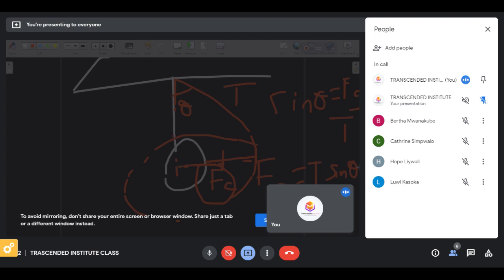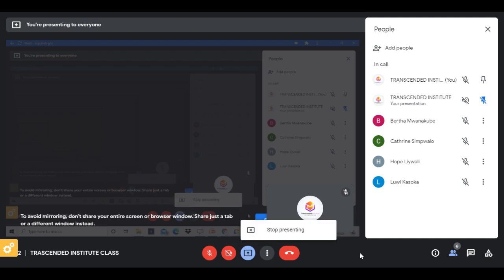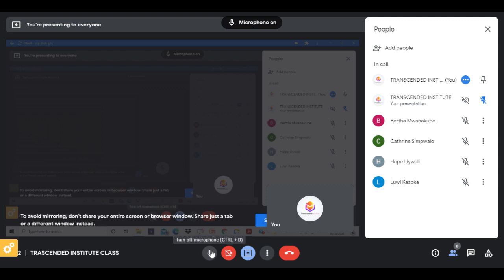Any questions concerning the centripetal forces? Are there any questions? Any questions?